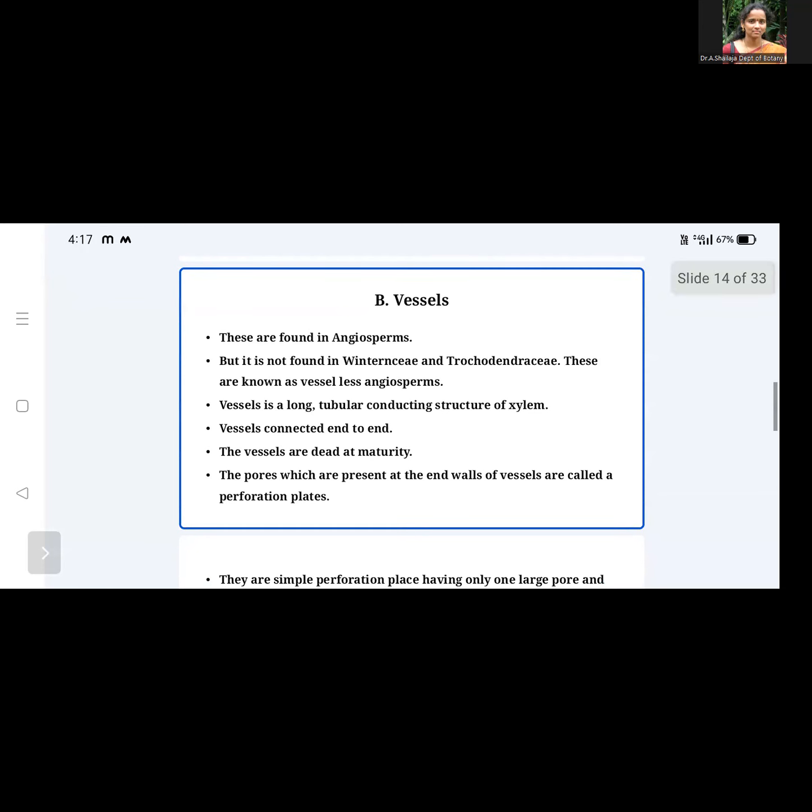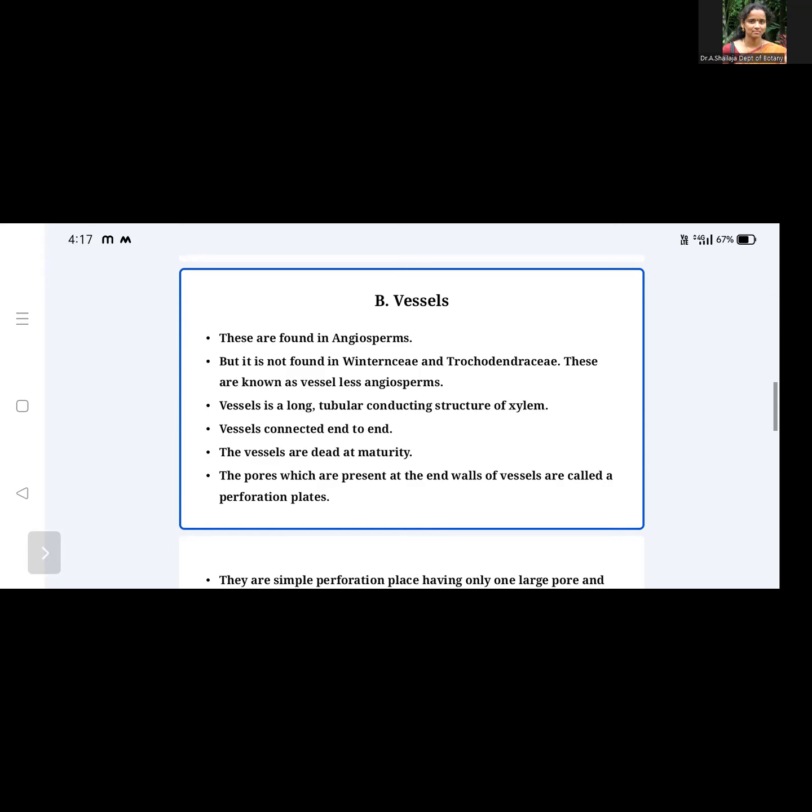Vessels are found in angiosperms, but they are not found in Winteraceae and Trochodendraceae. So it is also important. These two families, Winteraceae and Trochodendraceae, are called vessel-less angiosperms. A vessel is a long tubular conducting structure of xylem. Vessels are connected end to end. The vessels are dead at maturity.